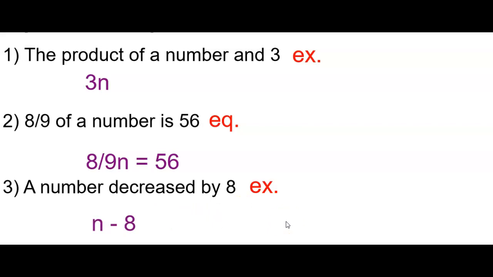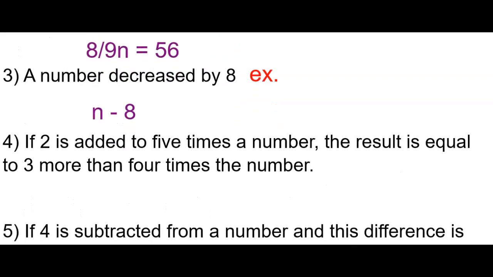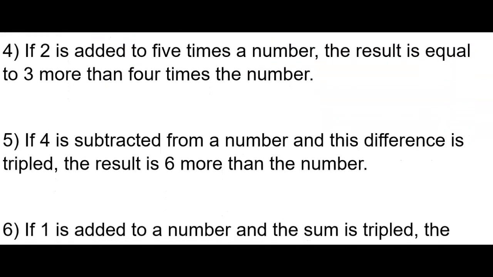So those are some of the basic problems we're going to see, and now we're going to get into the more involved problems, and sometimes we're going to have to work backwards, similar to what we did earlier in the semester. So let's take a look at number 4. If 2 is added to 5 times a number, let's first take a look at this section. 5 times a number would be 5n, and then we add 2 to that. So the first part would be 5n plus 2.